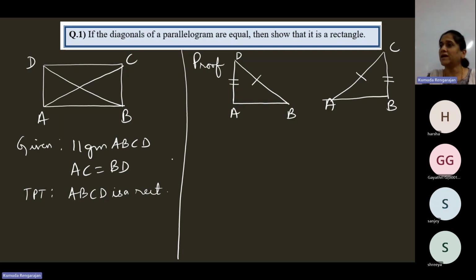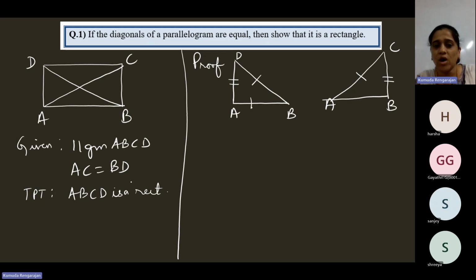Why? Because in a parallelogram, opposite sides are equal. AD and BC are the opposite sides. In these two triangles, they are different sides, not opposite sides. These triangles are from this figure. Look at the main figure. In the main figure, AD and BC are opposite sides of the parallelogram and they're equal. Because it's a parallelogram, opposite sides are equal. So AD is equal to BC.